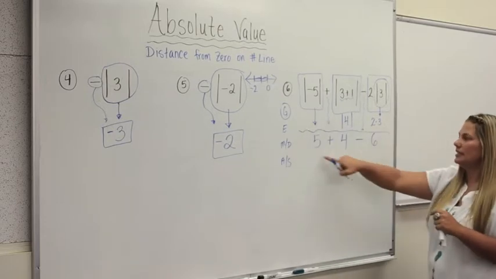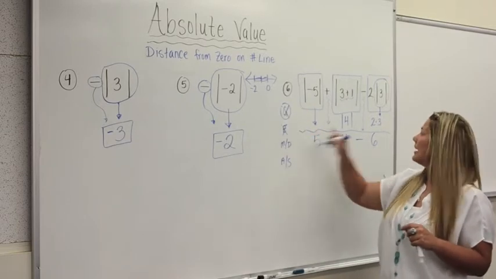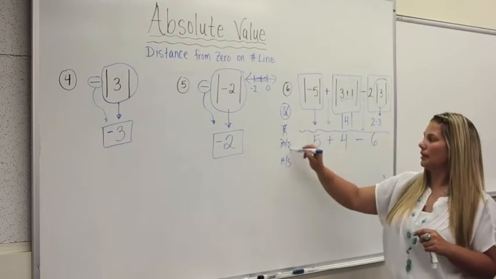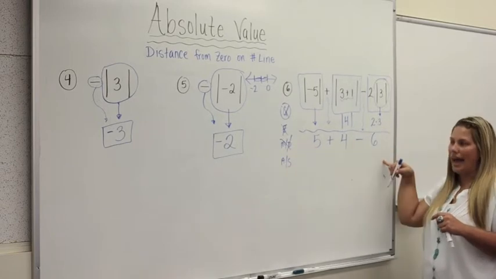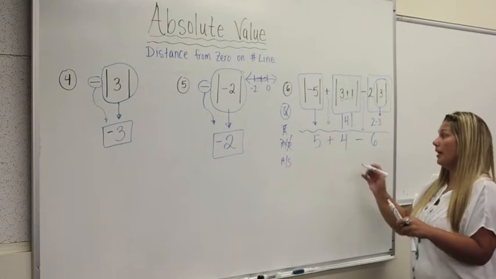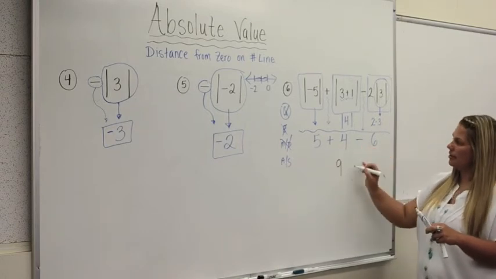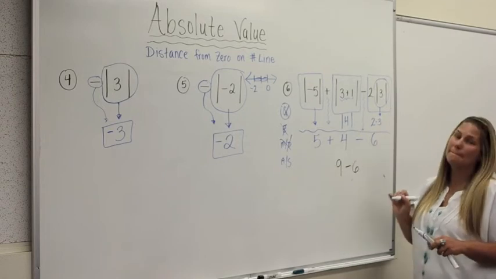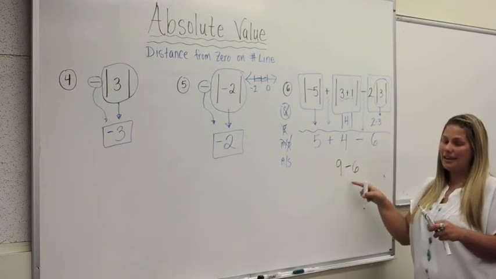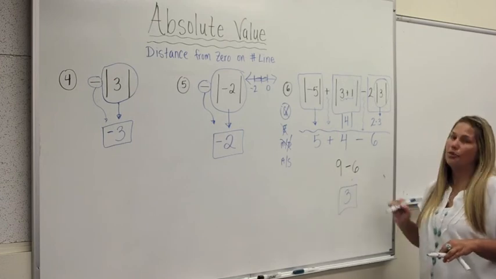Now, this becomes my new problem. Well, my grouping is done, I don't have any exponents, I did my multiplication, so the last step is just adding and subtracting. 5 plus 4, well, you should know that, we get 9. But then what do we still have over here? We still have that -6. And 9 minus 6 gets us our final answer of +3.